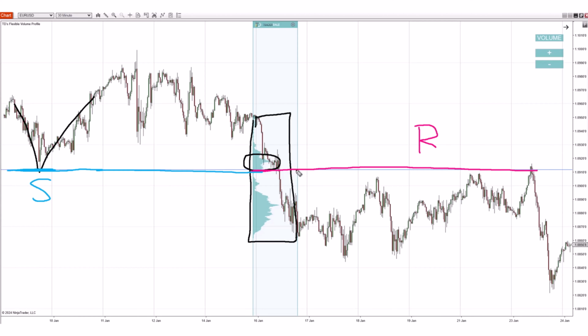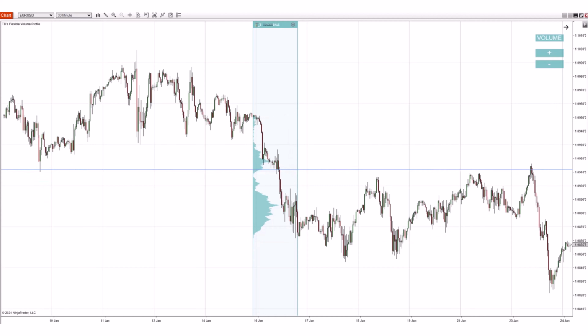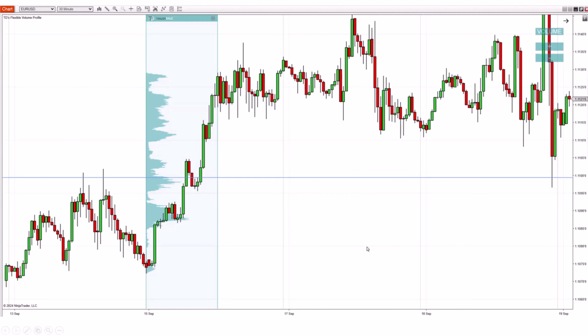then the level became a resistance. So as I was saying, I like to place the level at the beginning of the heavy volume zone, which is in here, and this is the resistance. You just wait for the pullback and go short from there. Alright, so this is the bearish scenario. Now let me show you the bullish scenario.